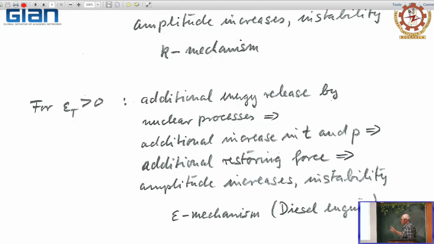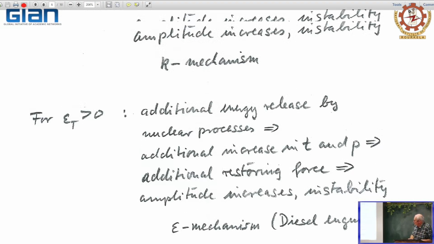Okay, so this was the original description of the epsilon mechanism by Eddington, and we saw, well, it seems to work. It is actually a mechanism which has to be discussed for stars, but it is only of academic interest because the timescales are too long for this instability to grow.